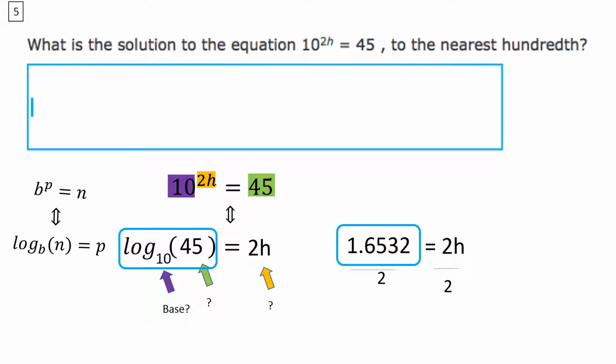And now we just divide by 2 on both sides. h equals 0.8266. Well, it says round to the nearest hundredth. That's 2 decimal places, so that's going to be 0.83.